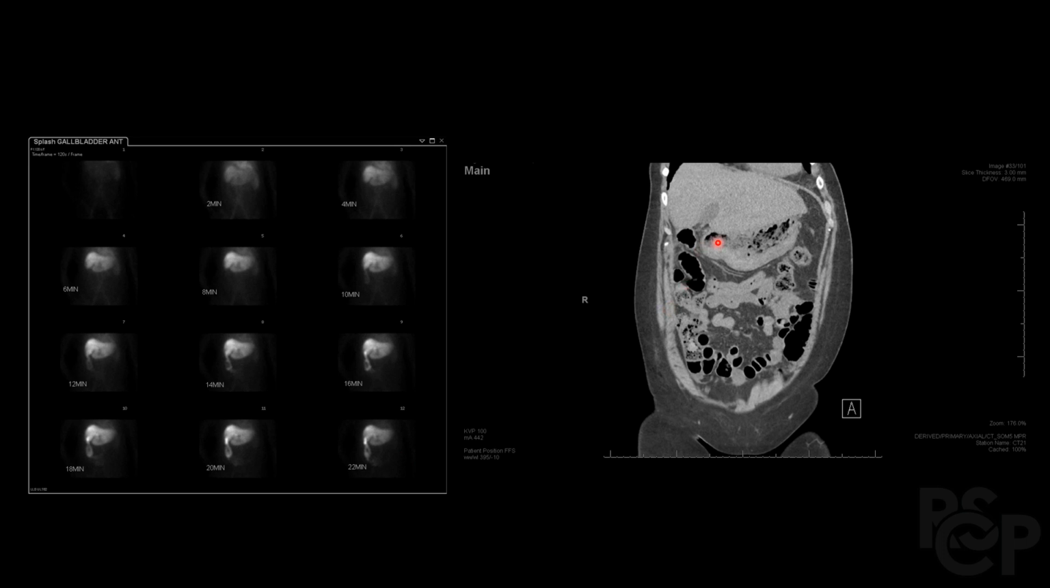And we can see that in the CT scan as well. There's no gallbladder, although there is this fluid right over here, which is concerning for a bile leak. So again, these are just some interesting ways of how HIDA scan can be applicable in diagnosing various pathologies.